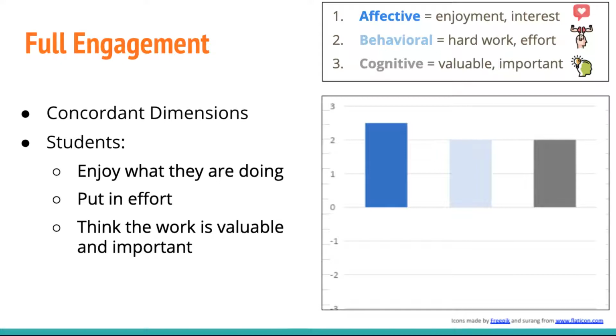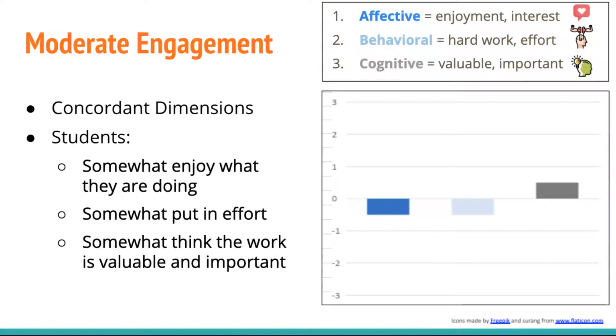The first 3 profiles, all of the dimensions are hanging together, so we call them concordant dimensions. And then the full engagement profile, you can see that all of the dimensions are hanging together higher. So full engagement would be when students are enjoying what they're doing, they're putting in effort, and they think the work is valuable and important. So we're high in all 3 there.